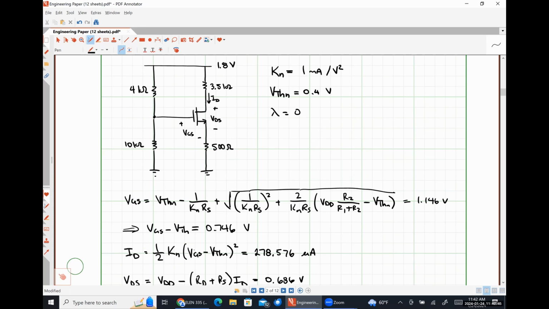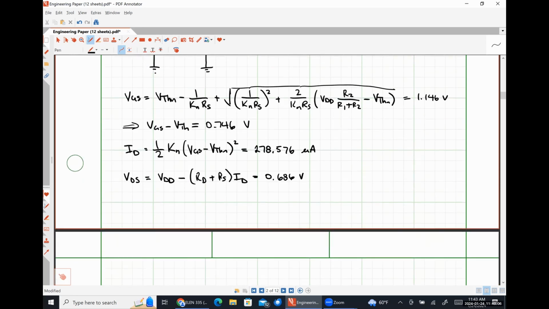All right, so are we all on the same page that VDS, 0.686 volts, is less than VGS minus VTH, 0.746 volts, which means our saturation mode assumption was wrong. All right, so bad news.